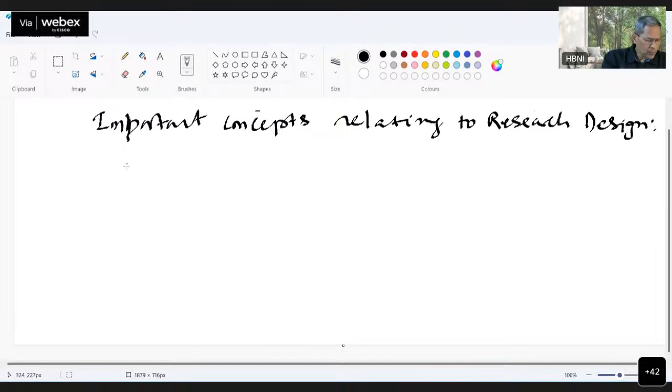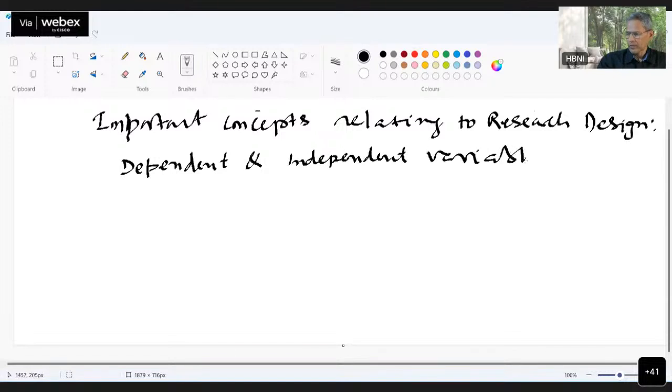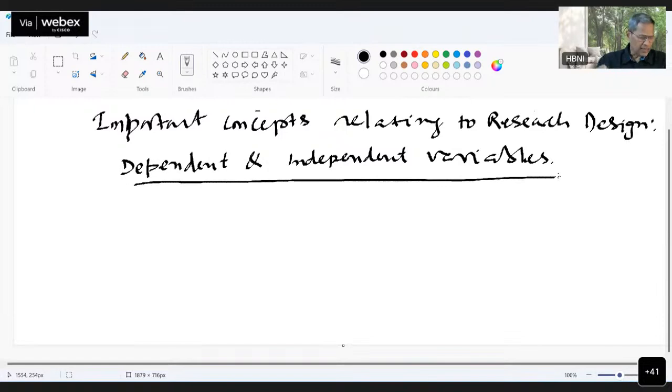Something called dependent variable and independent variable. This you may be knowing, but I will just elaborate. The concept which can take on different values is called a variable. Variable is just a concept which takes different values.